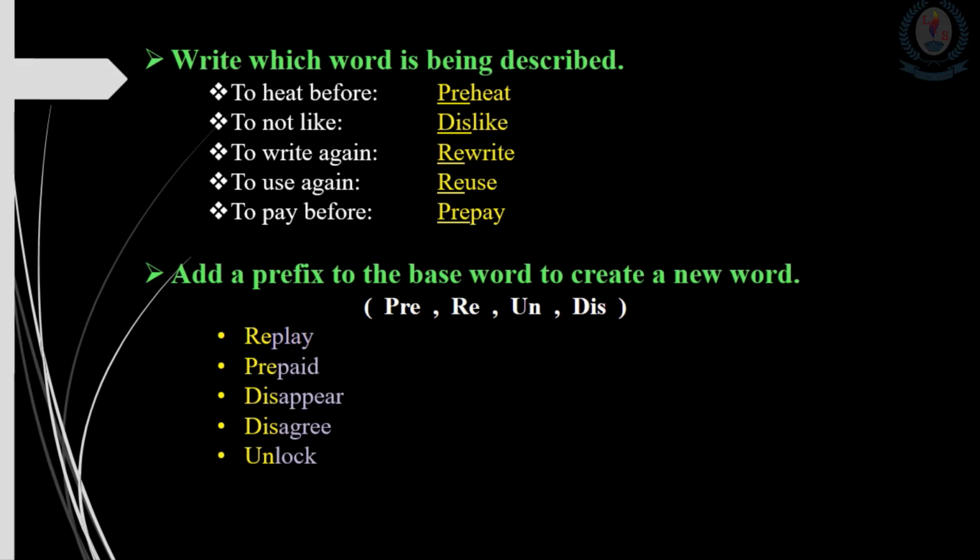And now the next question is: add a prefix to the base word to create a new word. Given prefixes are pre, re, un and dis. And the given base words are play, paid, appear, agree and log. Now here I have given you the used prefixes in yellow color and I have created 5 new words: replay, prepaid, disappear, disagree and unlock.